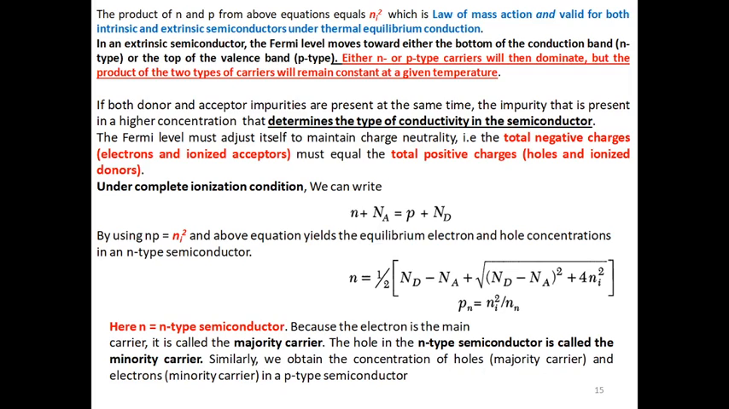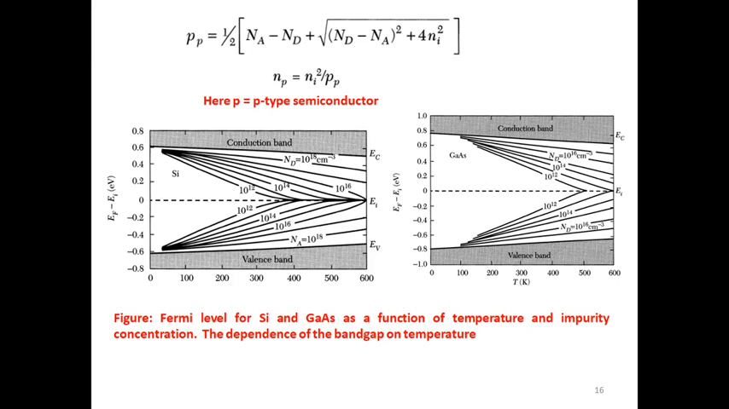Similarly, in a p-type semiconductor, the holes are the majority charge carriers and the electrons are the minority charge carriers. Similar to this equation, we can write n_p = n_i squared divided by p, where the suffix p represents a p-type semiconductor.